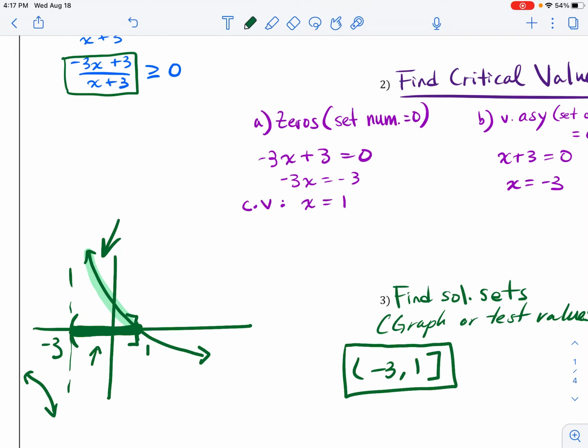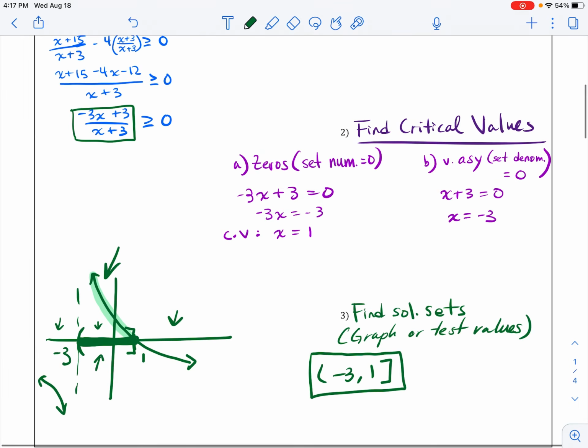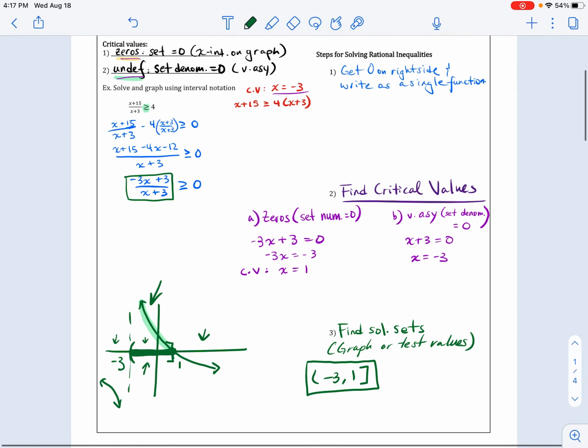If you don't want to use a graphing approach to this, you can always just plug in values here. You can try plugging in a value that's less than negative 3, a value that's in between negative 3 and 1, a value that's greater than 1. But sometimes it's a little bit faster just to go ahead and plug our graph in. So let me zoom out here so you can see the whole approach to this problem.